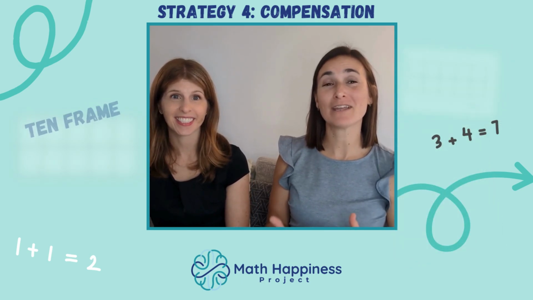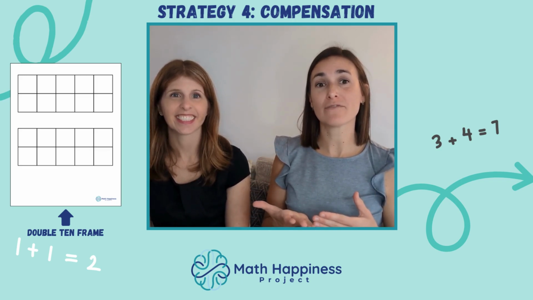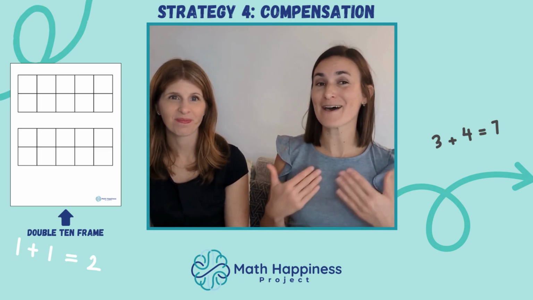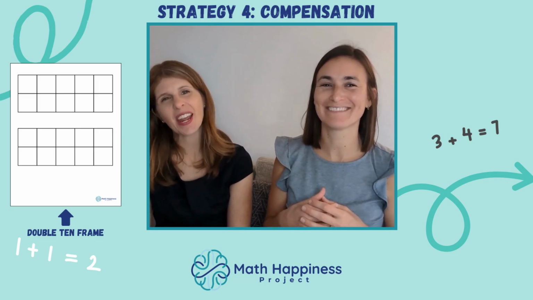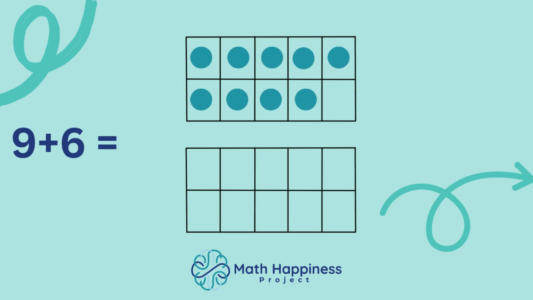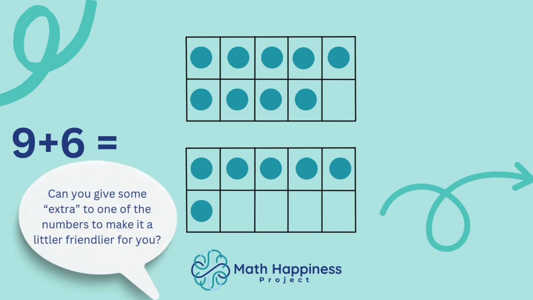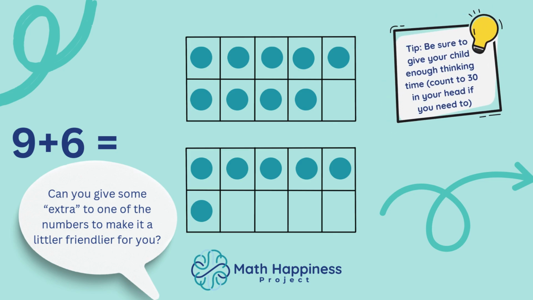So let's look at how we can use two 10 frames or a double 10 frame to help us compensate when solving basic fact problems. Liz, I'll be the adult and you be the kid. Okay. Let's say our problem is 9 plus 6. We can set up 9 in one 10 frame and 6 on the other. Now I want you to take a minute to look at both 10 frames and think about how you could give some to one of those numbers to make it a little friendlier for you. Those of you watching at home can think about this too. I'm going to be sure to give Liz and you a little bit of think time.